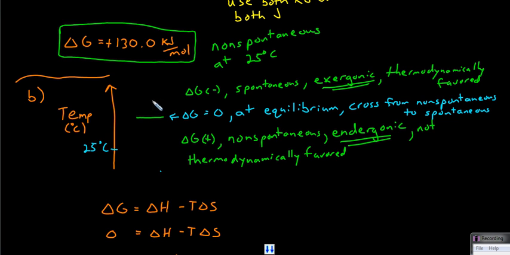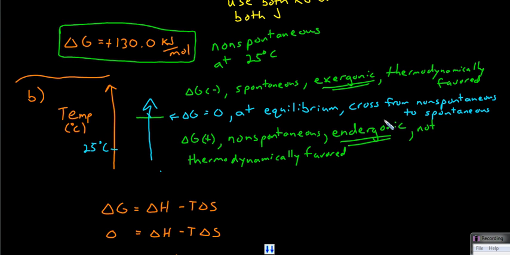The question is, at what temperature will it become spontaneous? At what temperature will it cross from being non-spontaneous to being spontaneous? That temperature is where you're crossing from positive to negative delta G, where your delta G is equal to 0, where that reaction will be at equilibrium. That's where it crosses from non-spontaneous to spontaneous.